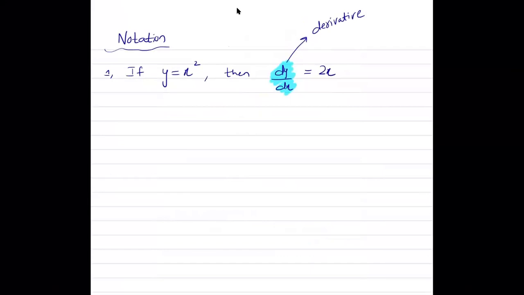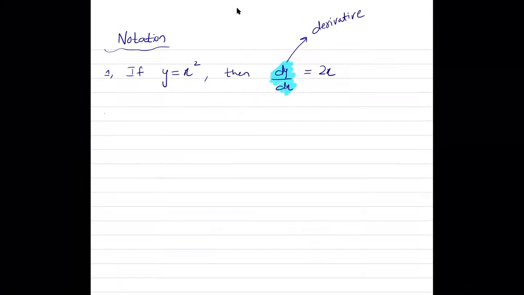We are going to study the rules in some time. But right now, I'm just telling you how to write the gradient function or derivative. So this is one way of writing the derivative. When the equation is in terms of y, and y is a function of x, then this is how you are going to write the derivative.